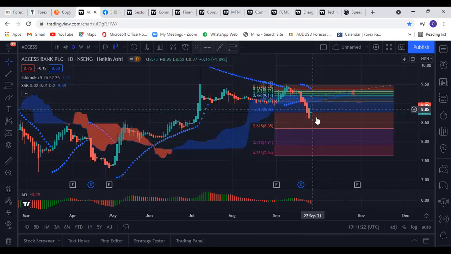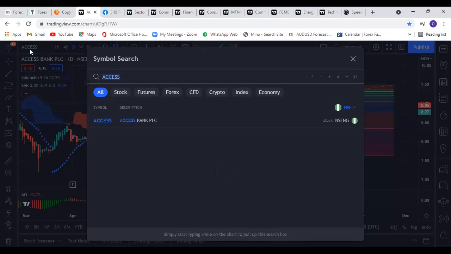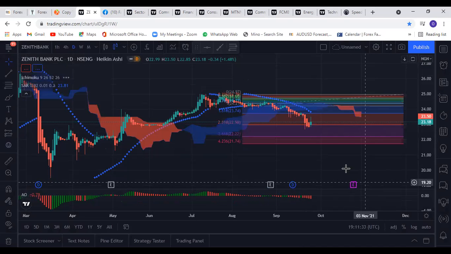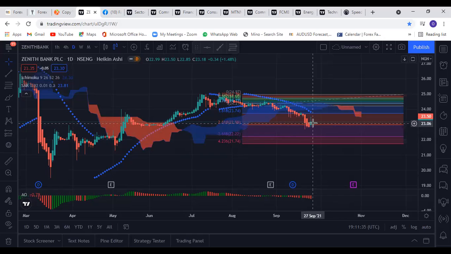Okay. So it's just trying to hold at this level. It might still fall more. Let's see another bank. Let's look at Zenith. Let's see what the expectation is. Okay. Zenith is also trying to find support.